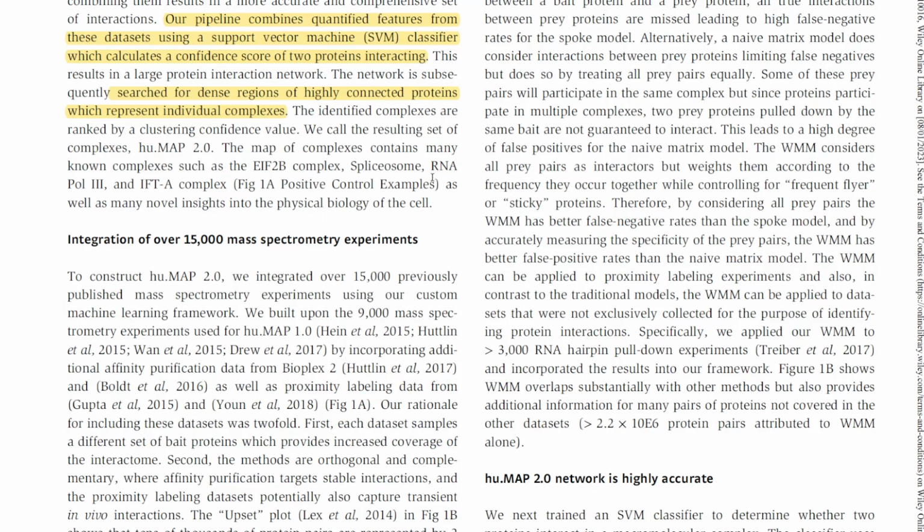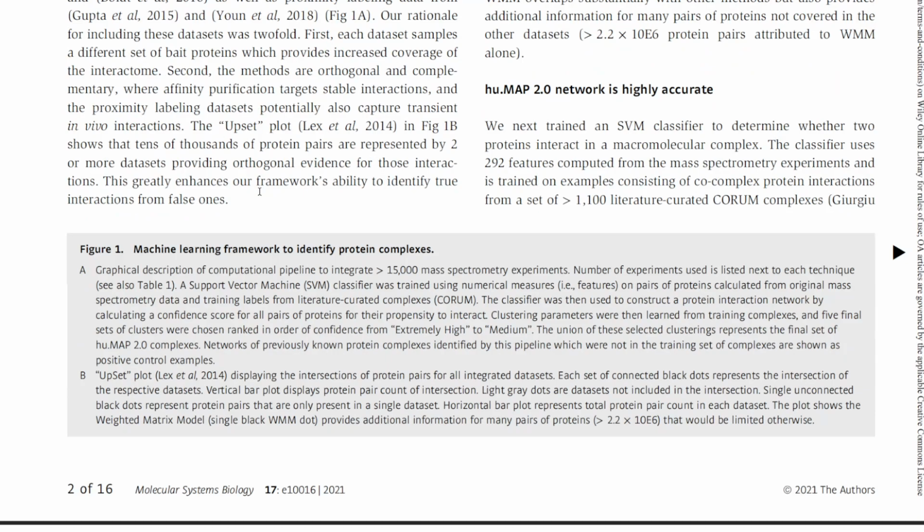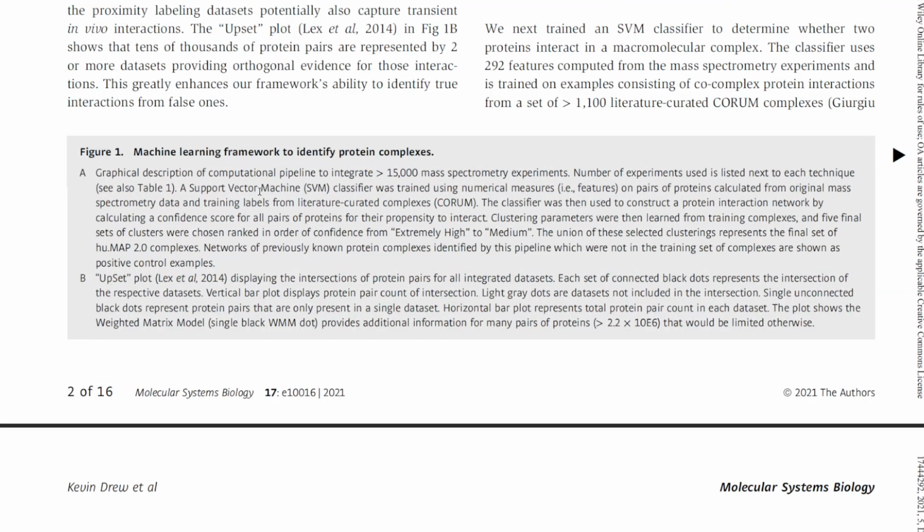Figure 1. Machine learning framework to identify protein complexes. Graphical description of computational pipeline to integrate greater than 15,000 mass spectrometry experiments. Number of experiments used is listed next to each technique, see also Table 1.